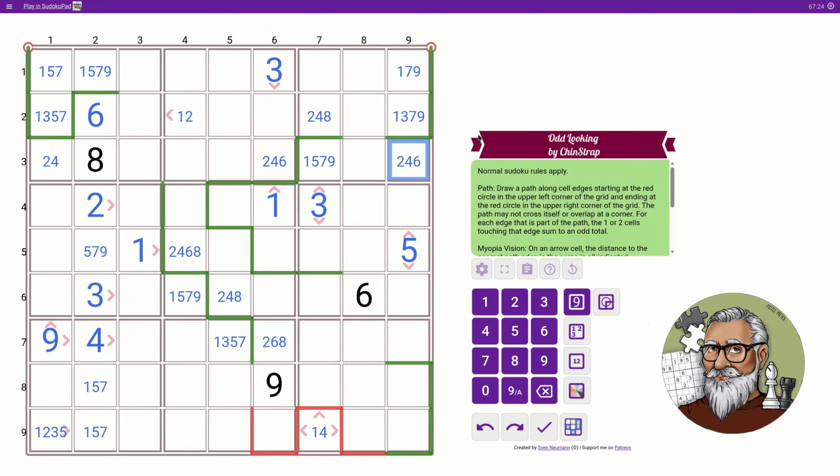1, 3, 7, 9. This would be even. Right. Oh. Oh, look at that. Oh, now I know that this path doesn't go up. Wow. Okay.